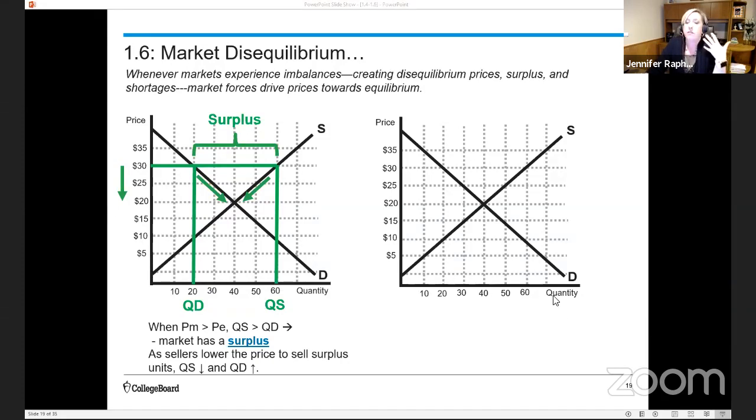All right, now what if they go too far, right? Sellers don't necessarily know the equilibrium price. So let's say they keep lowering the price until they get to a price of $10. Well, now let's read the graph to see what happens.